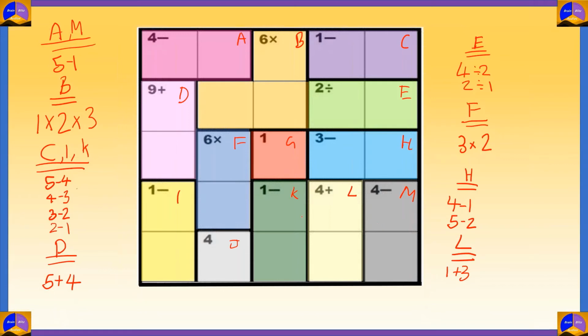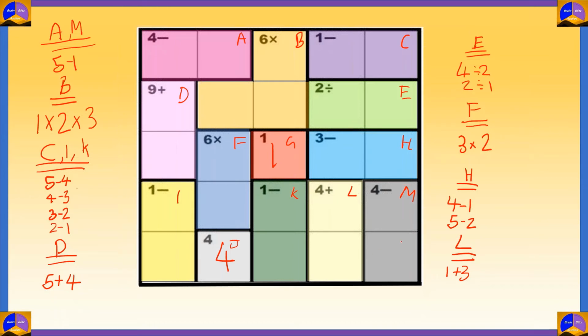Now, let's look at kg and kj. Now, as I said in the previous puzzle, these are freebie cages and you have to write down the numbers, which in this case is 4 in kj and 1 in kg.